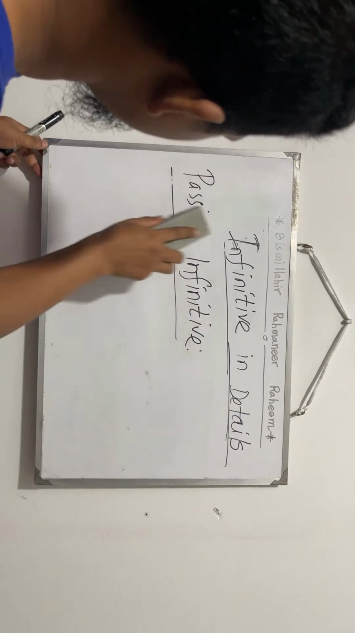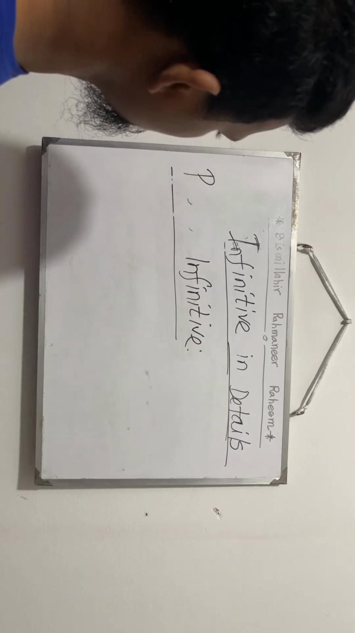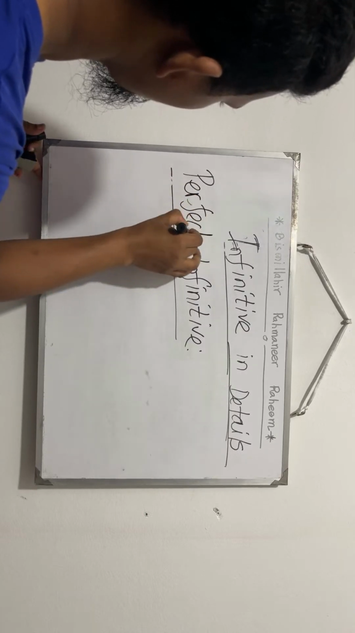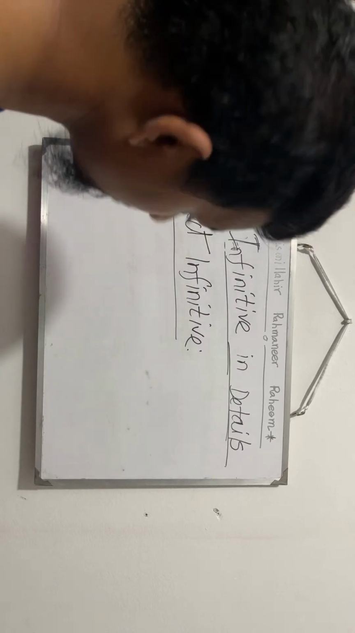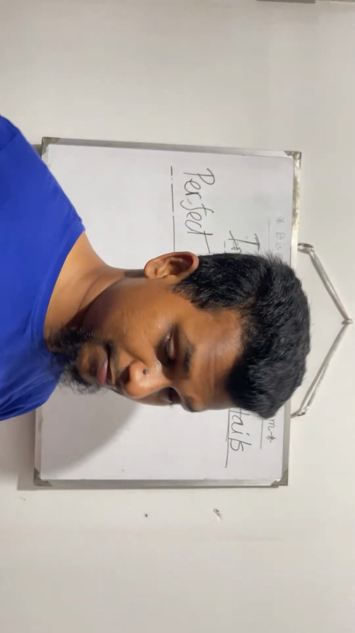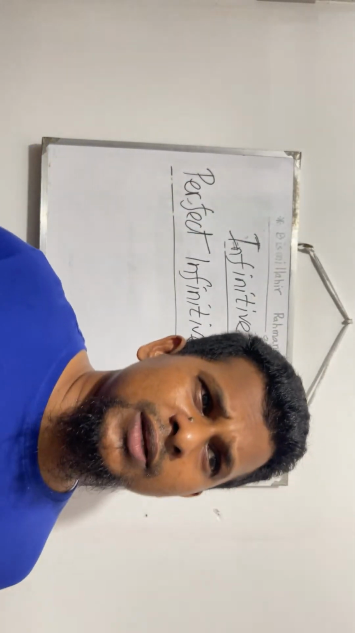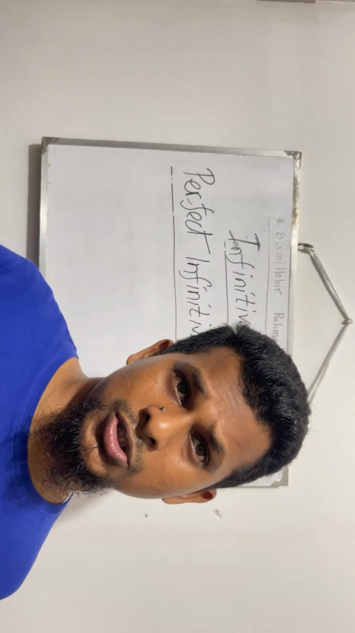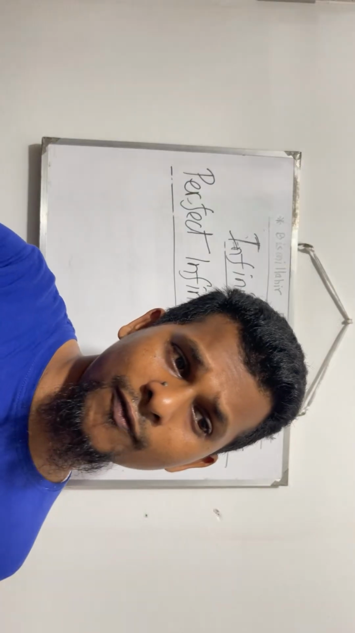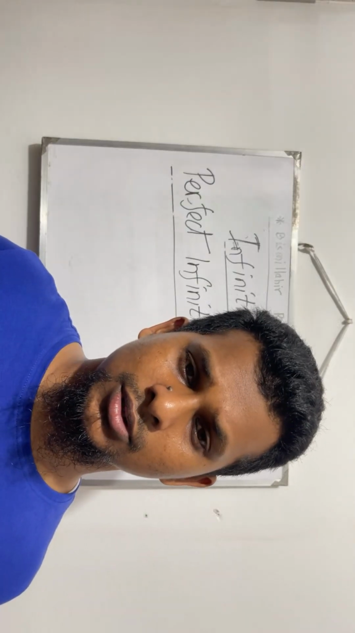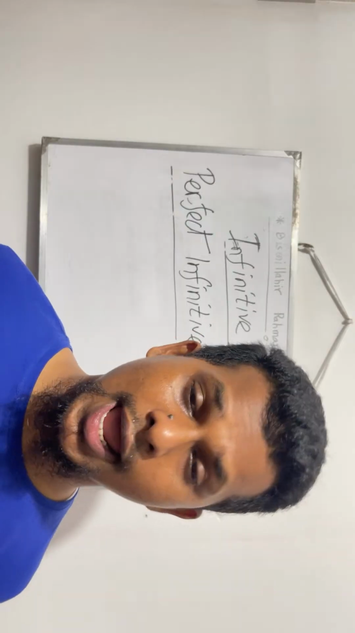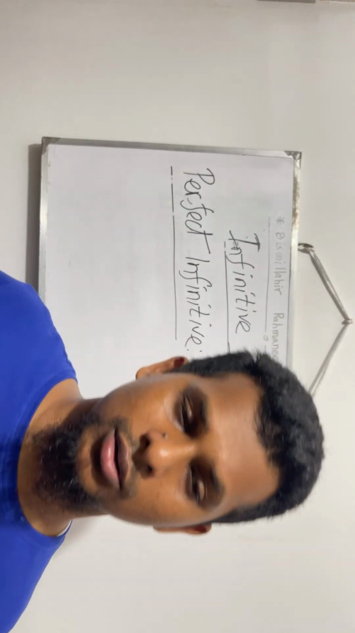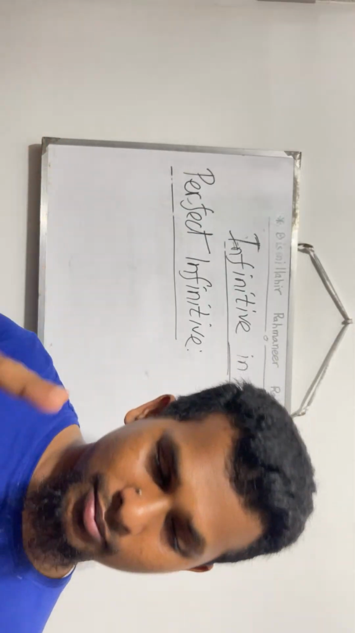Now comes perfect infinitive. Perfect infinitive refers to the tense or the time of the action that has already happened, that has already gone, but it has to be in infinitive form. Let's see how.